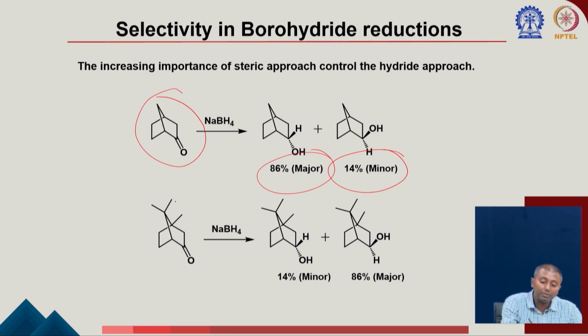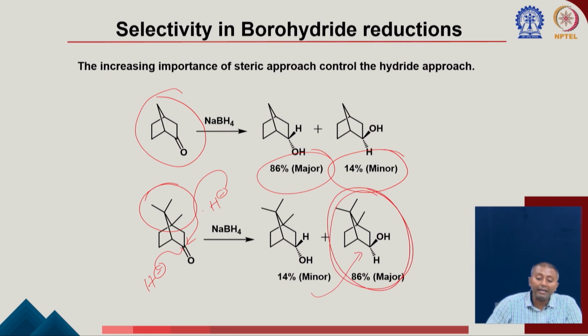Once you bring in some substituent, like this dimethyl group here, you are blocking the upper face more. So what is happening here, let's try to understand. Can the H minus approach from this face or the top face, correct? Once you increase the steric hindrance here, the bottom face approach will be favorable. Once the bottom face approach is favorable, you end up giving this product as the major product.